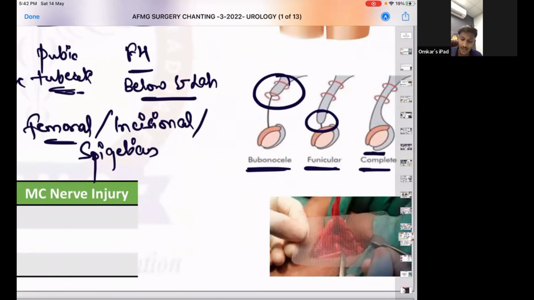So quickly, say inguinal hernia, or indirect inguinal hernia to be specific, these are of various types. If the hernial sac is till the superficial inguinal ring, bubonocele. Till the top of the scrotum, funicular. And till the base of the scrotum, complete inguinal hernia.